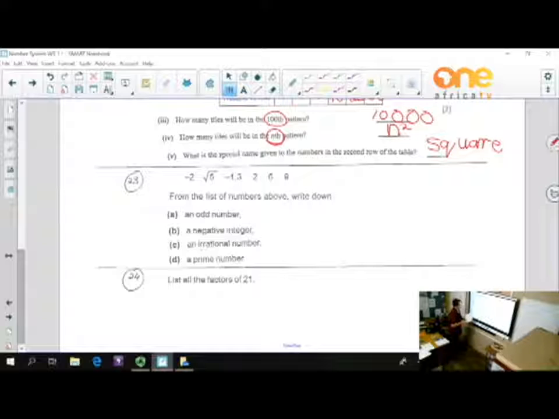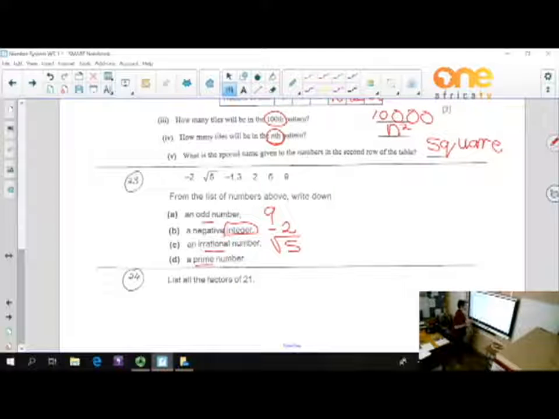Number 23. Again, we have a list of numbers there, and we have to choose an odd number. So it must be any odd number. So that would be 9, the odd number. A negative integer. Remember, an integer is positive or negative, but it's a whole number. So a negative one will be negative 2. Irrational, again, rational, I can write it as a fraction. Irrational means I have to round it off. And it's usually this one, the square root or pi. They are examples of irrational numbers.